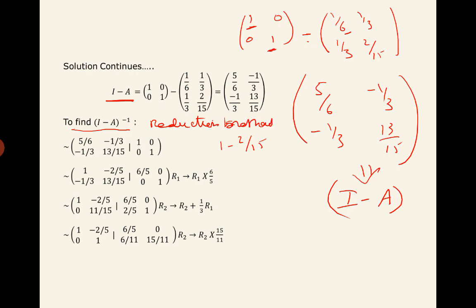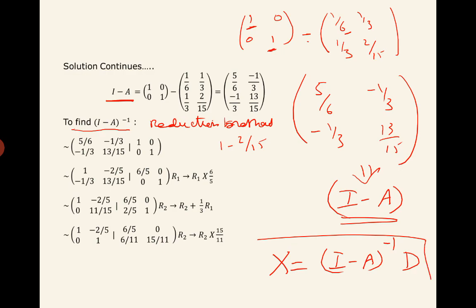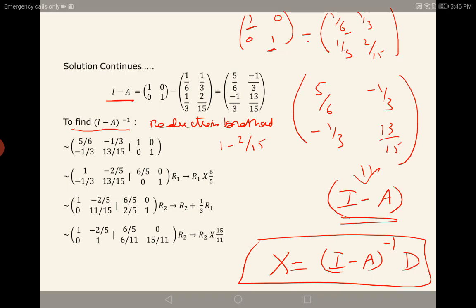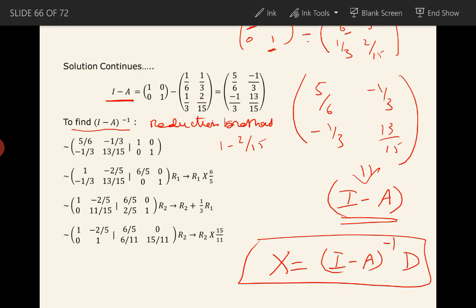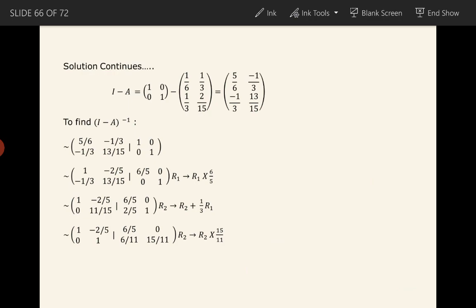So you are going to use the reduction method to find the inverse of this matrix. If you know the inverse of I minus A, and we have our D matrix, we multiply on the right side, so we get the final output matrix X. This is our purpose of this problem, right? So finding (I minus A) inverse can be done as follows.